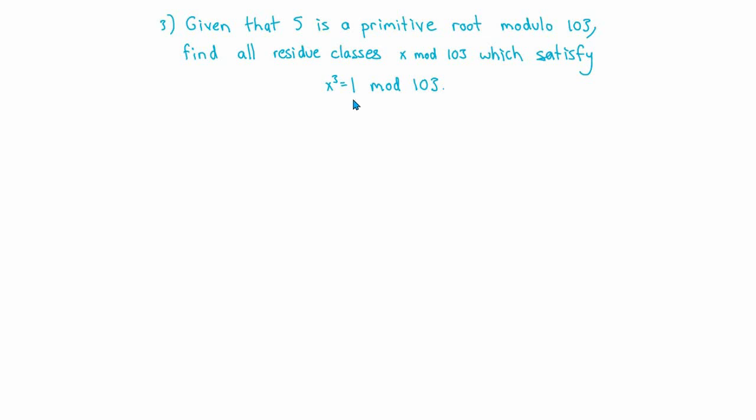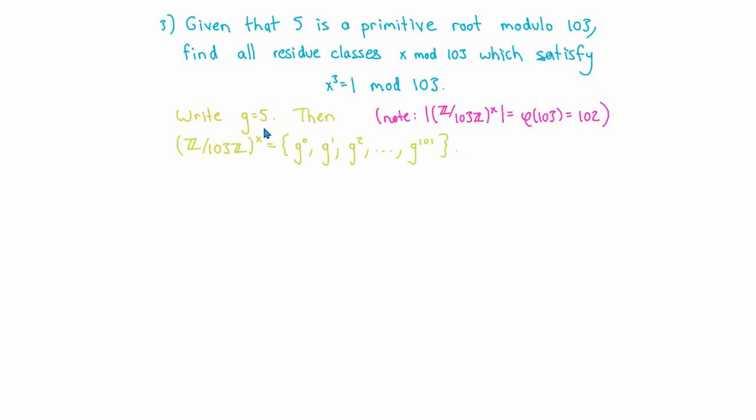Now, this is a polynomial equation, so it has a little different flavor than some of the other modular arithmetic equations that we've solved so far. But solving this particular equation is something that we can do pretty easily using primitive roots. First of all, writing g equals 5, and noting that the order of the multiplicative group of integers modulo 103 is 102, we have, since g is a primitive root, that (Z/103Z)* consists of the collection of powers of g, starting from g to the 0 and then going up to g to the 101.